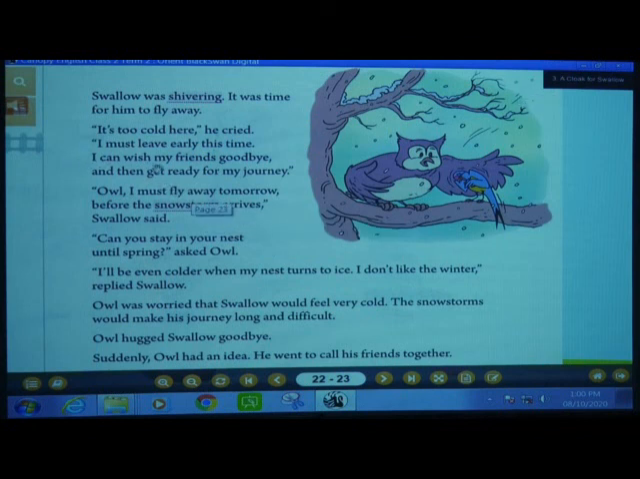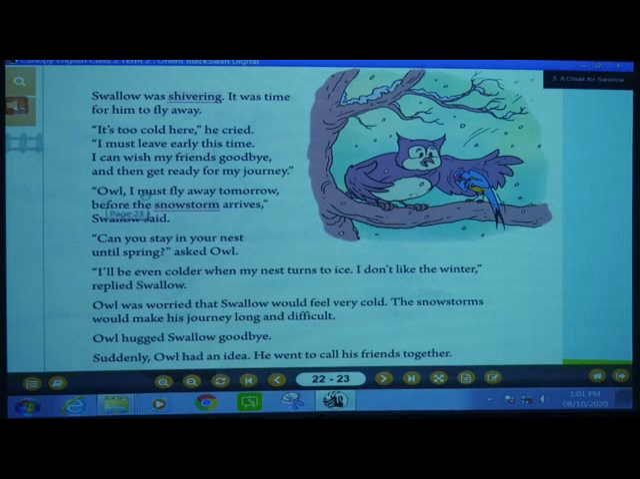I can wish my friends goodbye and then get ready for my journey. So swallow was leaving his friends and now he wants to go away from that place. So what does he want to do? He wants to meet his friends and say goodbye to them. And then after wishing them goodbye, swallow will get ready for his journey.